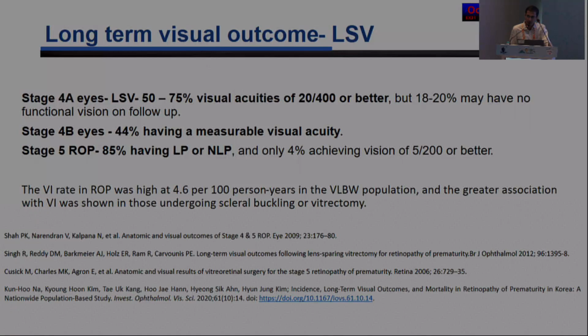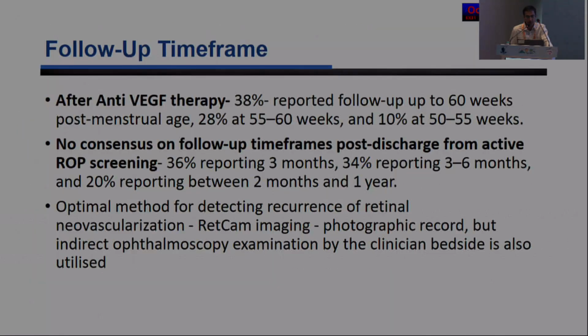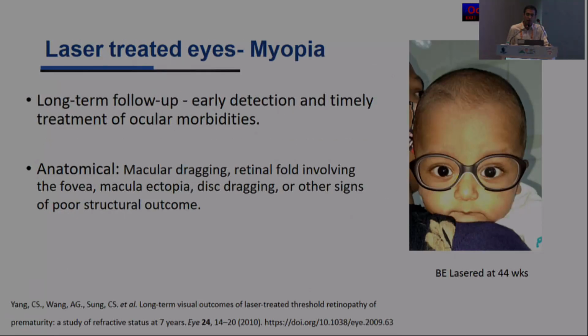And in stage 5 babies, maybe from hand motion to a finger counting vision can be achieved, but not all babies have to be operated. It's just on a case to case basis. So for anti-VEGFs, the follow-up time frame is about 55 to 60 weeks, and there is no consensus on follow-up guidelines, but you can follow up these babies as long as 1 year, because recurrence has also been noted at 6 years in one of the cases. So long-term complications need to be taken care of.